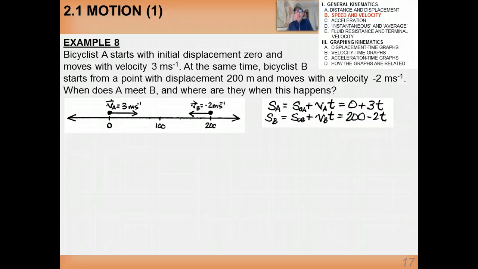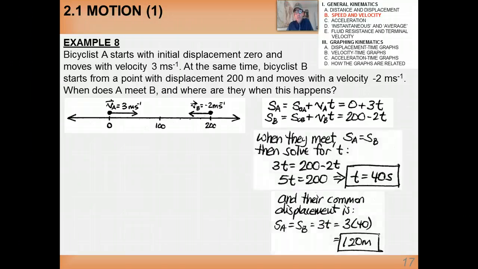So I have 2 equations with 2 unknowns, so it should be pretty easy to solve. When they meet, it's even easier than that: the displacement of A equals the displacement of B. Then I solve for t, and I got 40 seconds. Their common displacement would be 120 meters.